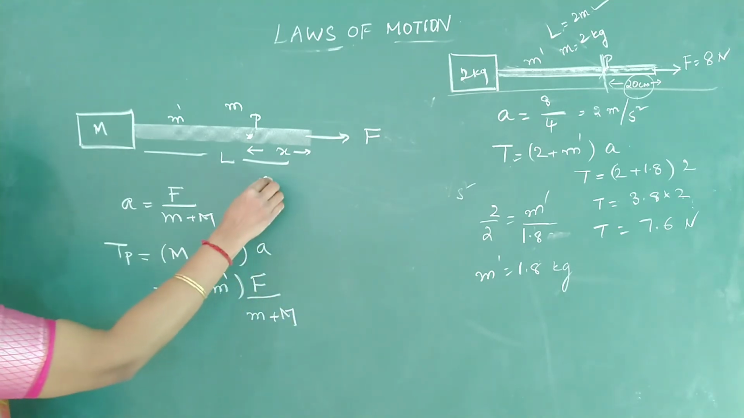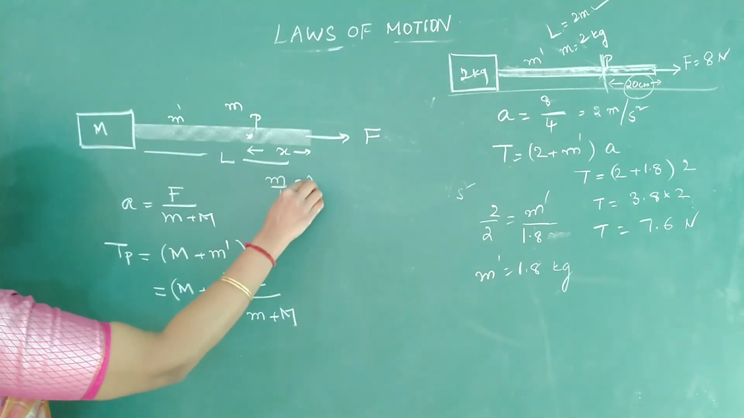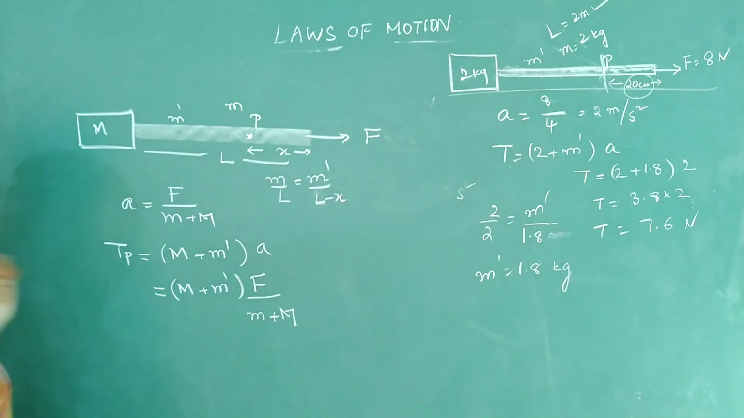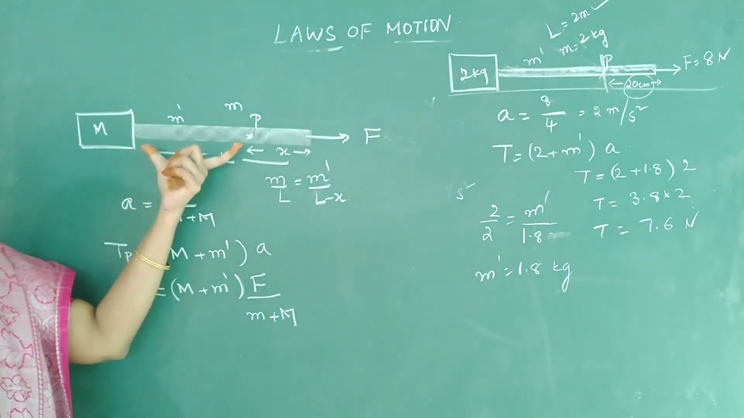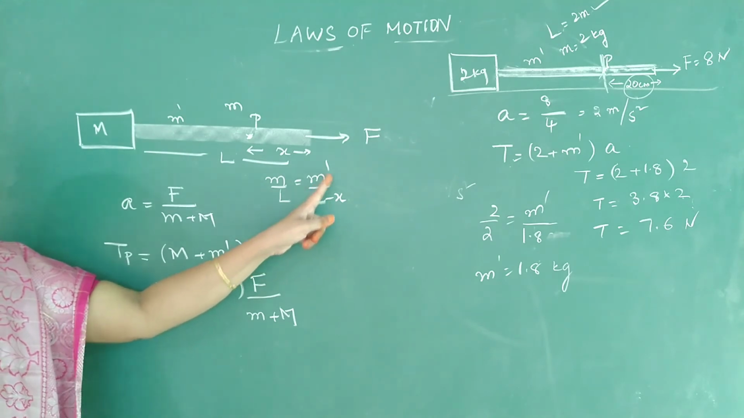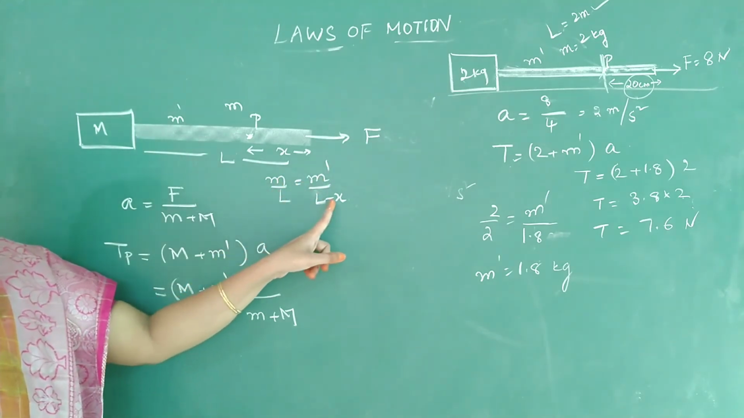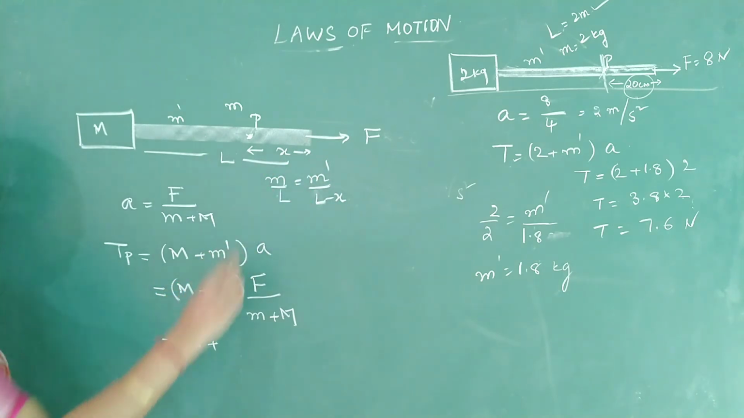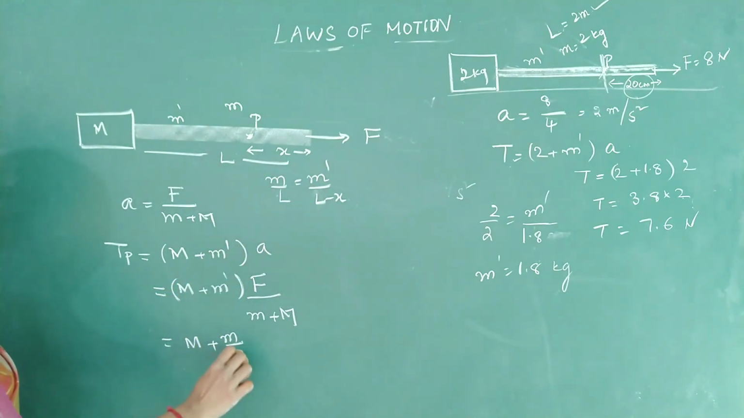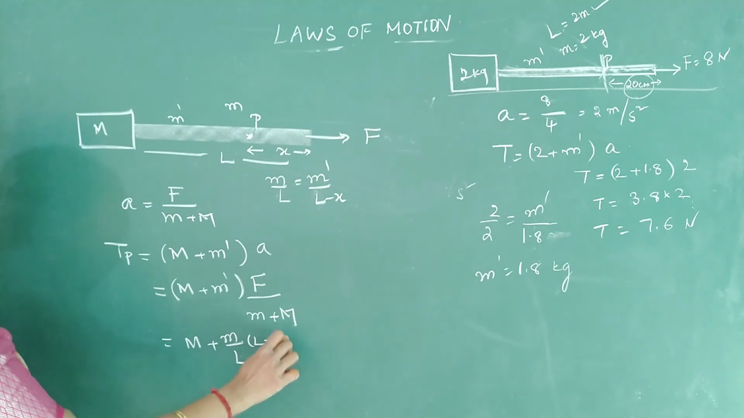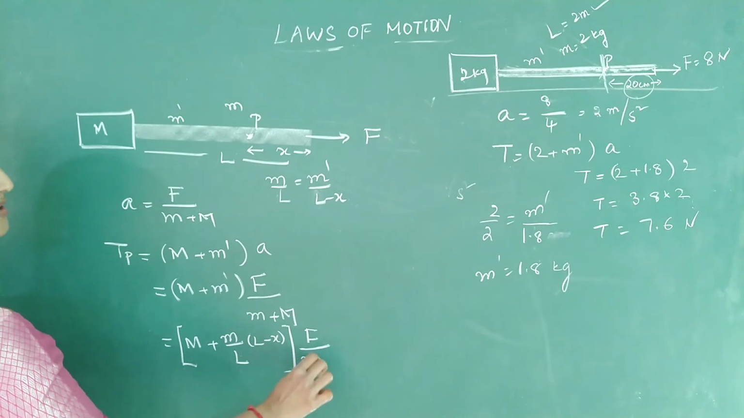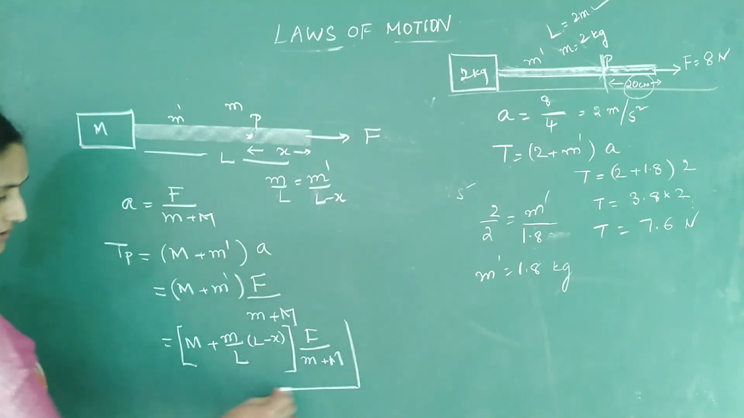Now replace this m dash, total mass by total length, linear density. Should be small mass by small length. Okay, what is this length? If this is x, this will be L minus x. So wherever you have m dash, I can write it as m by L into L minus x. Substitute capital M plus, instead of m dash, I will replace it as m by L into L minus x whole multiplied with F by small m plus capital M.